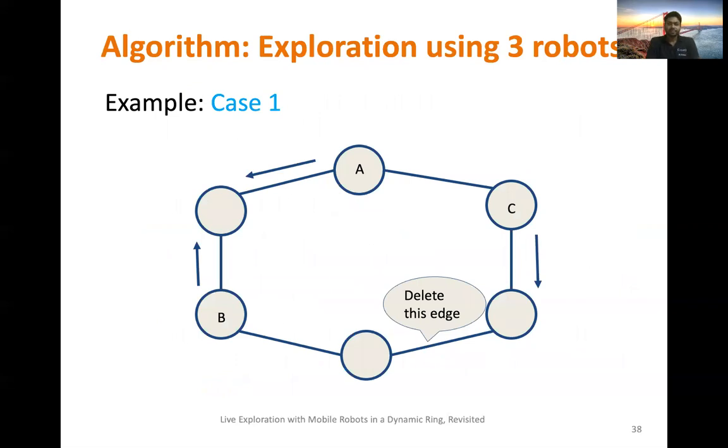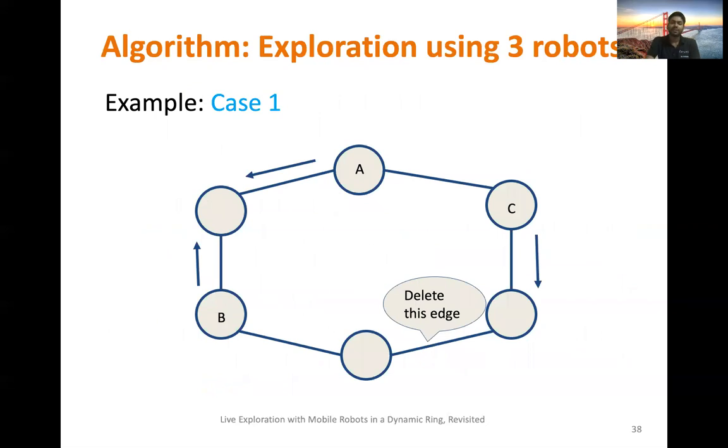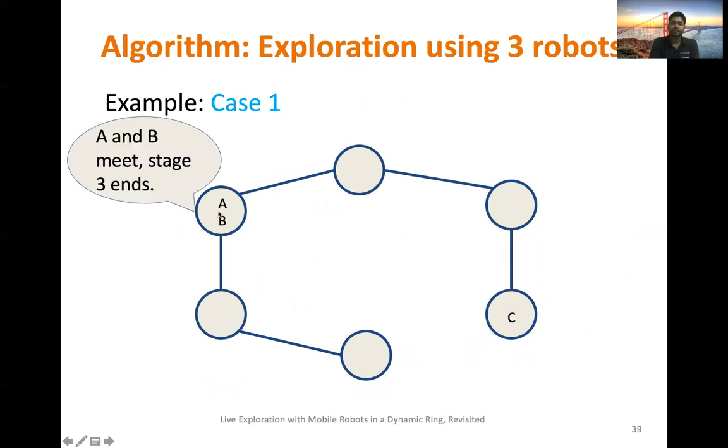And then just look at this as an example in stage 3. Let's say case 1. Let's say I have this robot A and B, and let's say the adversary deletes this edge, and C is moving this direction, because I said A and B cannot change their direction, it is fixed after the first meeting. So now what could happen if the adversary deletes this edge? A and B can meet on this edge, right? If they meet, then the stage ends.